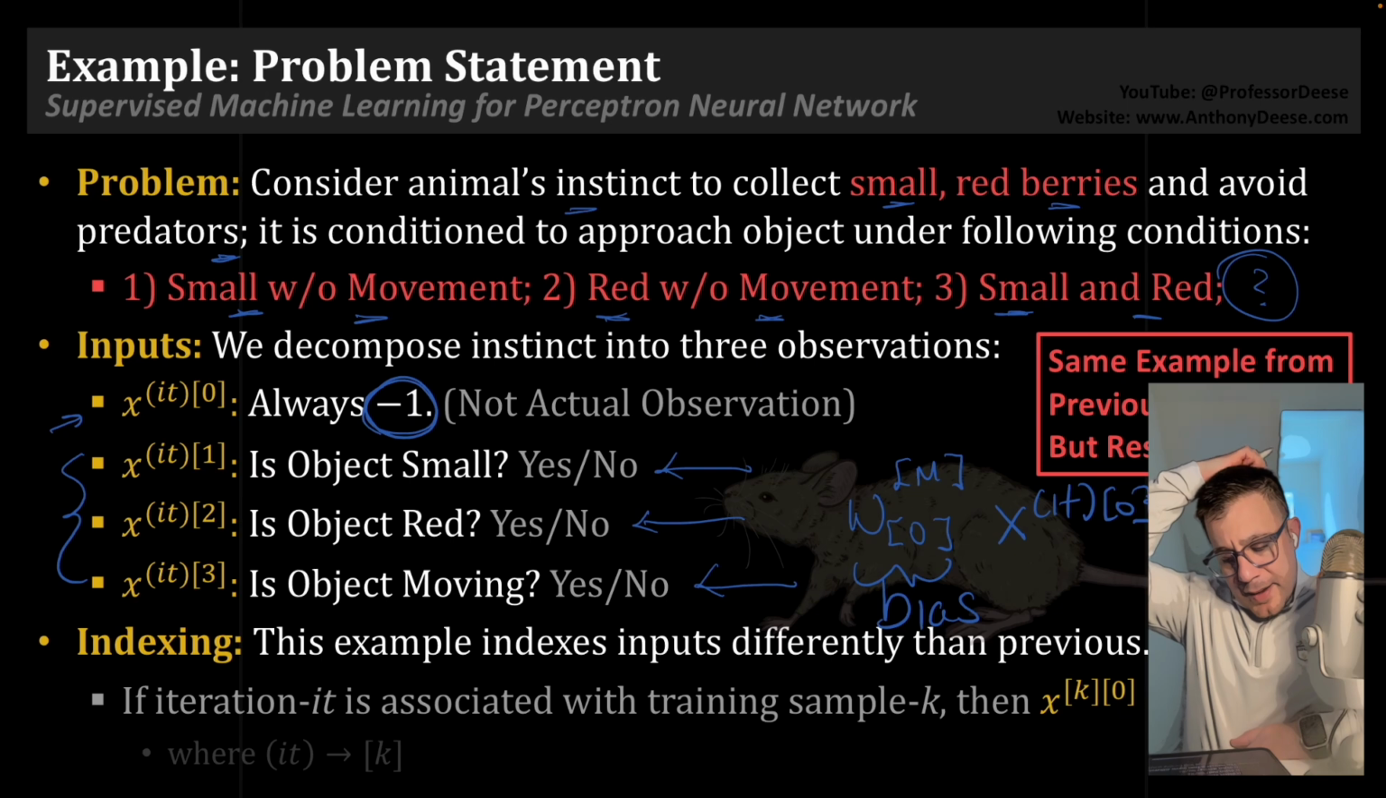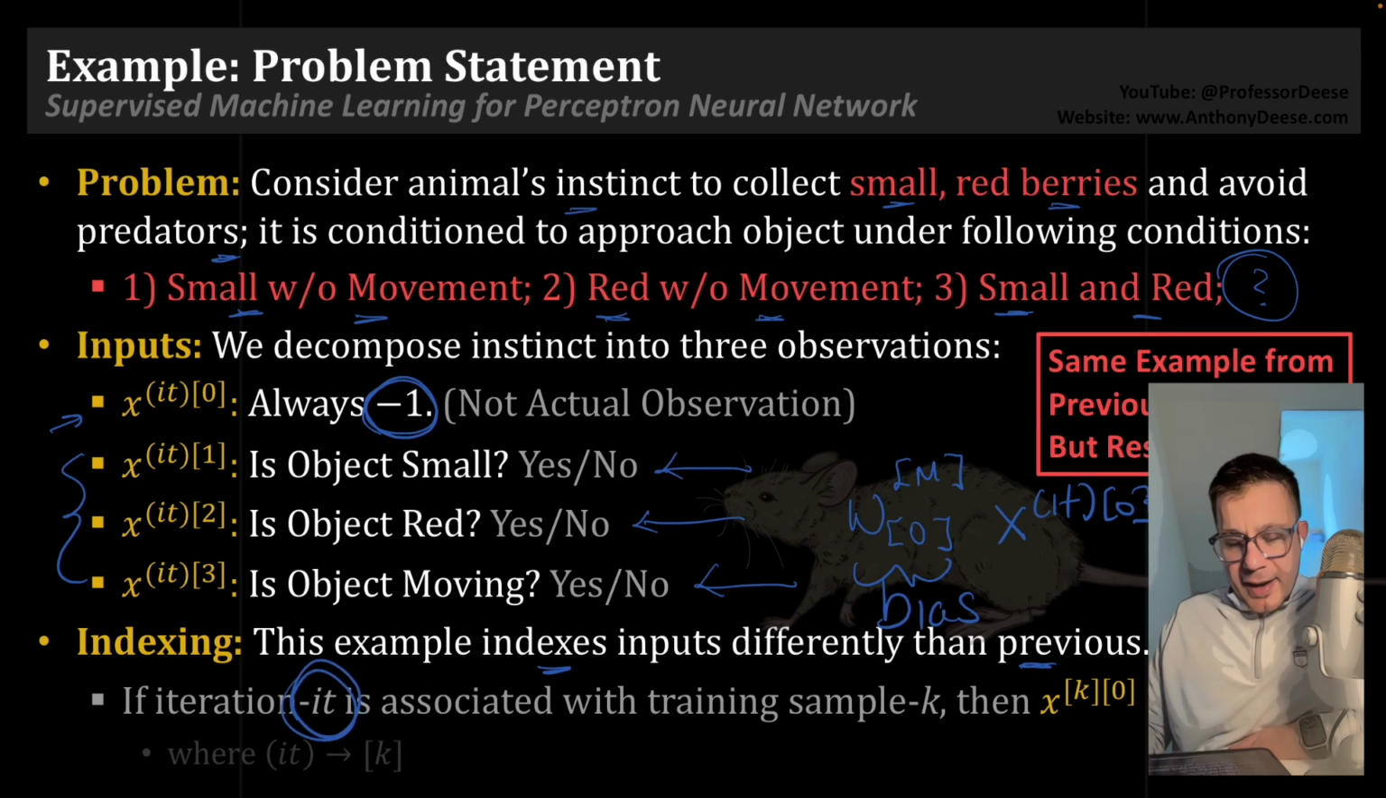Now, this example indexes inputs differently than the previous one. We just talked about this. If iteration it is associated with training sample k, so we're using training sample k for iteration it, then x superscript k0, or you could put any number in here, is equal to x superscript it 0, or you could put any number in here. So the equivalency is between these two, and we'll see in the example, I'm clearly going to tell you which training sample we're using for each iteration. So parentheses it maps to bracket k.